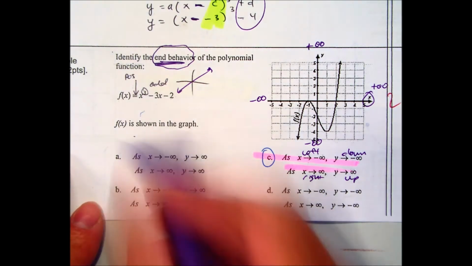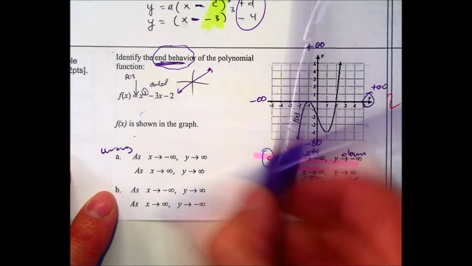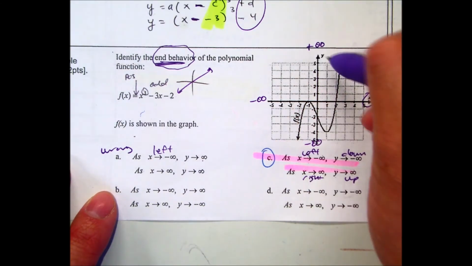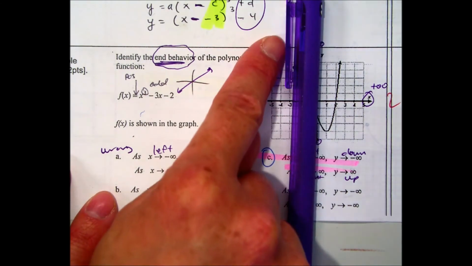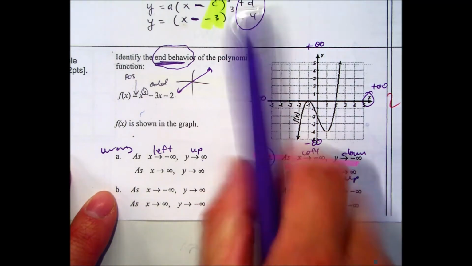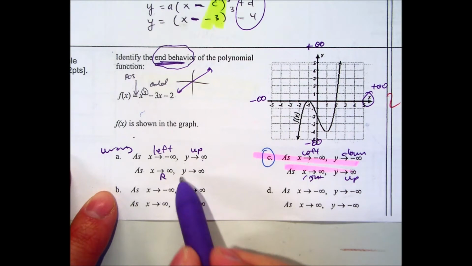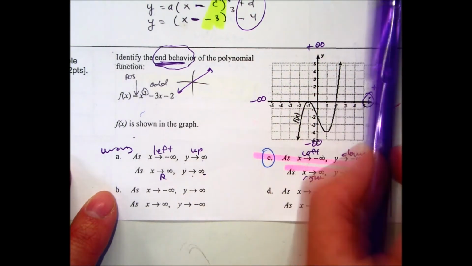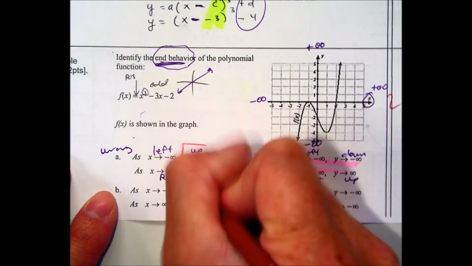A. Let me explain why A is wrong. As x approaches negative infinity, so that's going left, this statement is saying the y values are going up. So as I'm going this direction, do you see an arrow going up? No, it's going down. As x approaches positive infinity, so this is going towards the right, y is approaching infinity, so that means going up. So this whole statement's actually correct. The only thing that's wrong is this part right there.